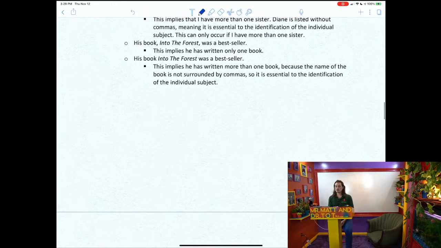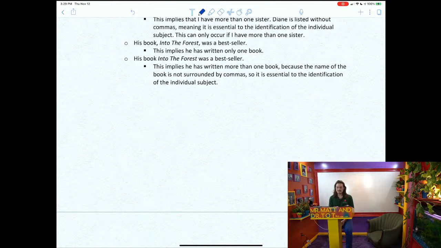So his book, comma, Into the Forest, comma, was a bestseller, versus his book Into the Forest was a bestseller. If I put commas around the title of the book, that's implying that the title is non-essential to the identification of the subject, meaning that he only wrote one book, so what other book would I be thinking of, or what other book would I be referencing?